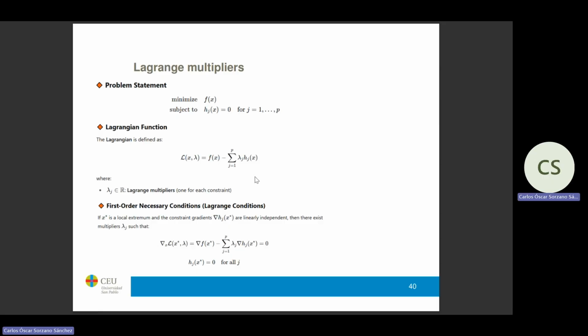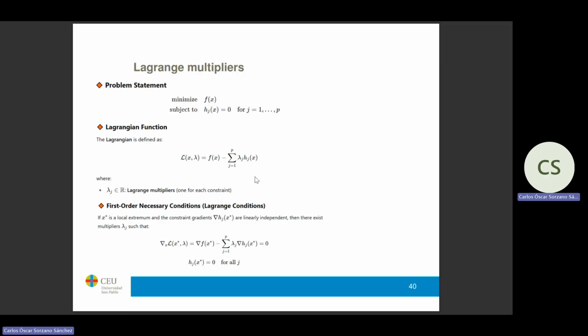let's formulate the general problem. So the general problem is you want to minimize some function subject to some equality constraints. Then the Lagrangian is the function minus the sum of all these equality constraints, each one of them times a lambda.